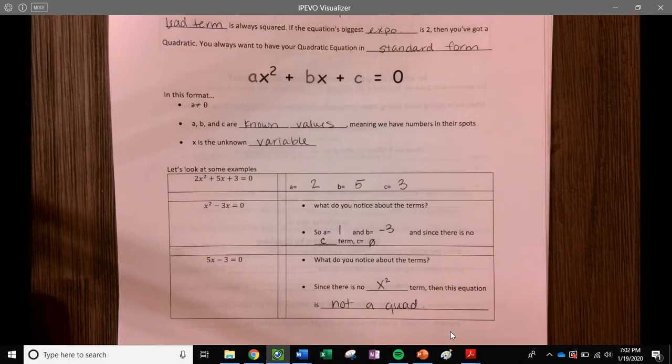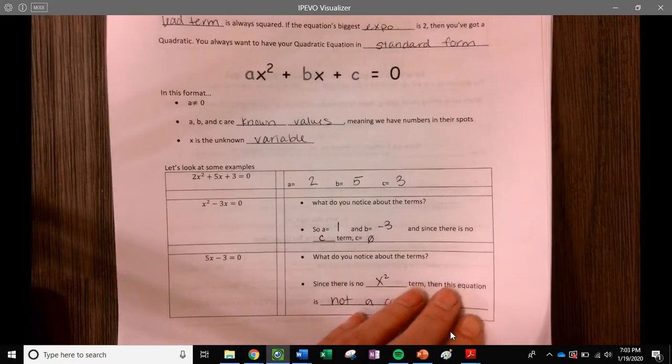If you have an x cubed, also not a quadratic. That's something completely different. That's a cubic equation. All right, and on down the line, x fourth, x fifth, no, we don't want it. I only want x squared when I'm talking about quadratic equations. Okay, so let's move right along.